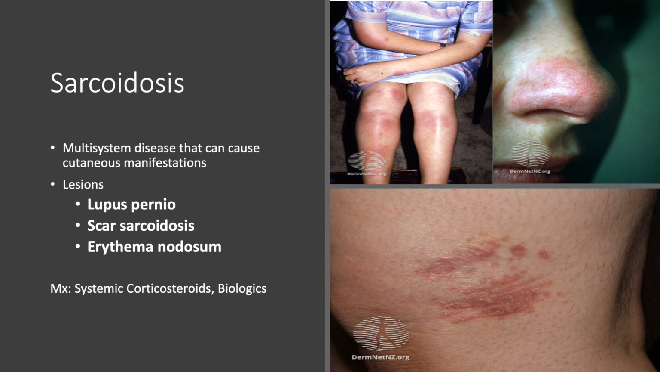In terms of management of the cutaneous manifestations, they tend to go as you manage the underlying condition, which is sarcoid. So systemic corticosteroids would usually be helpful here, and then some biologics as well, for example infliximab or adalimumab.